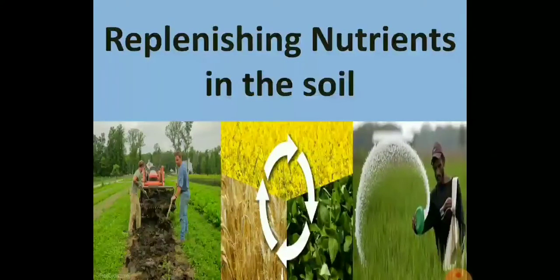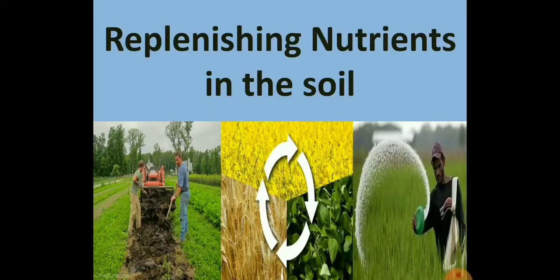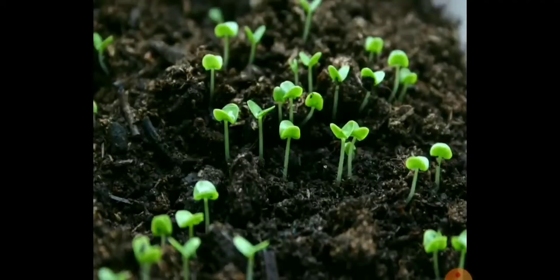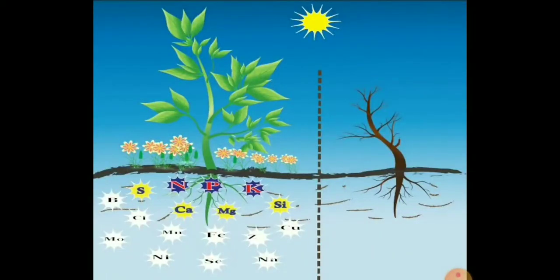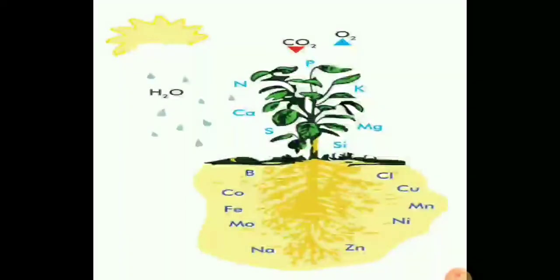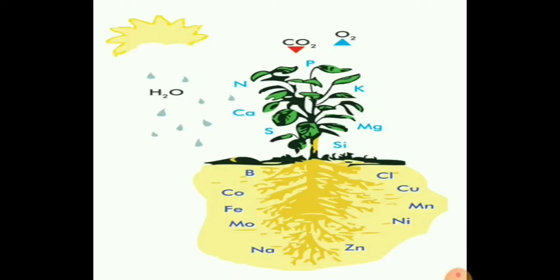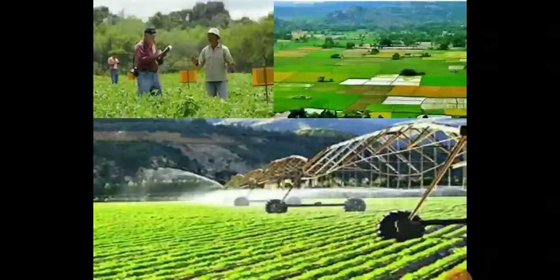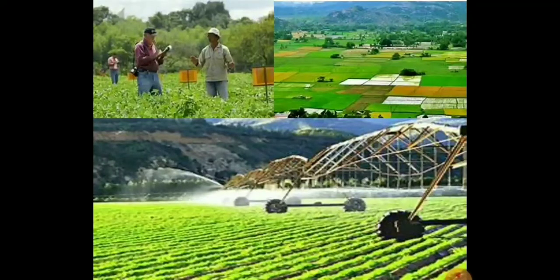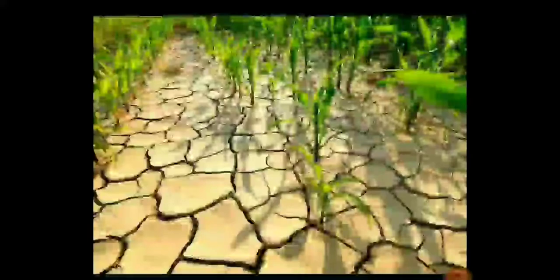Have you seen farmers spreading manure or fertilizer in the fields? Or gardeners using them in lawns or in pots? Do you know why this is done? You learned that plants absorb minerals and nutrients from the soil. And if crops or plants are grown year after year, the soil will become deficient in nutrients.